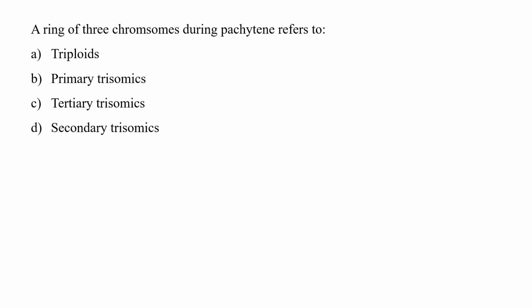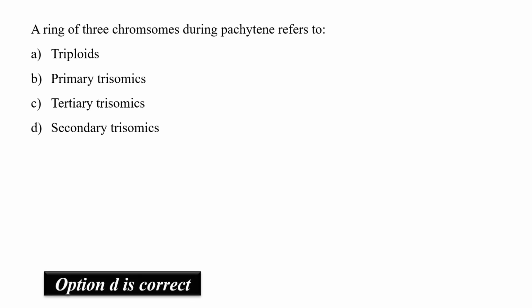Now, the question says a ring of three chromosomes during pachytene refers to. Four different options are given. The correct option will be option number D, secondary trisomics, because it occurs when the extra chromosome is an isochromosome. Isochromosome means both arms are genetically similar. So this occurs when a ring of three chromosomes is formed, and it occurs during the pachytene stage. So the correct option will be option number D, secondary trisomics.